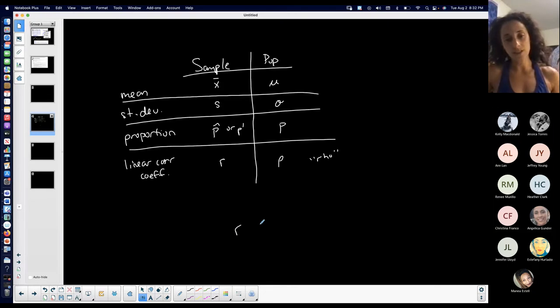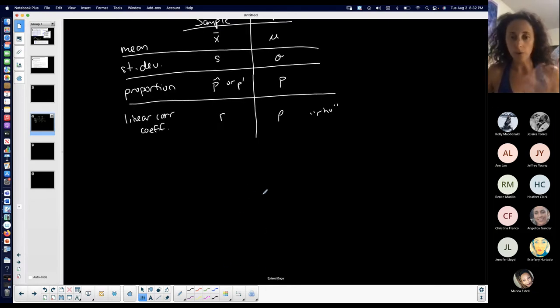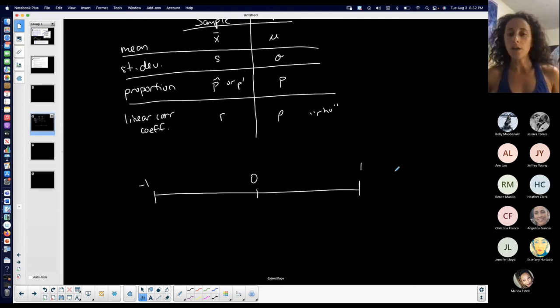Your r or rho is between, here, I'll put it on a number line, from -1 to 1, and obviously the center is 0. So this is for r, your correlation coefficient, or even rho. It's limited between -1 and 1. It's not less than -1, and it's not greater than +1.